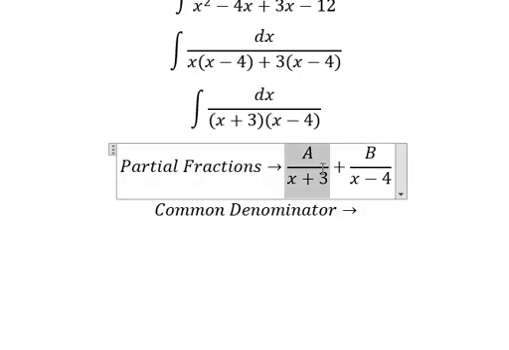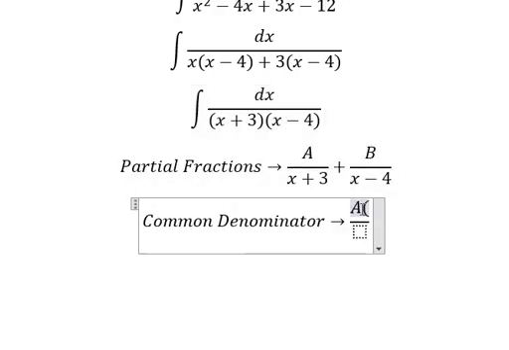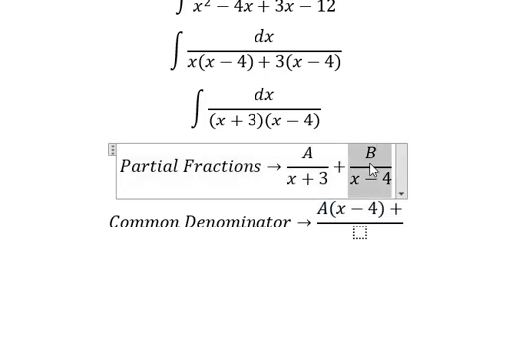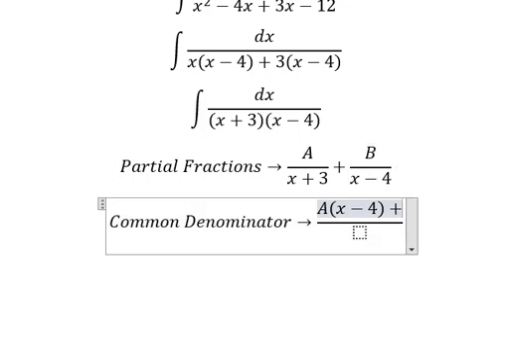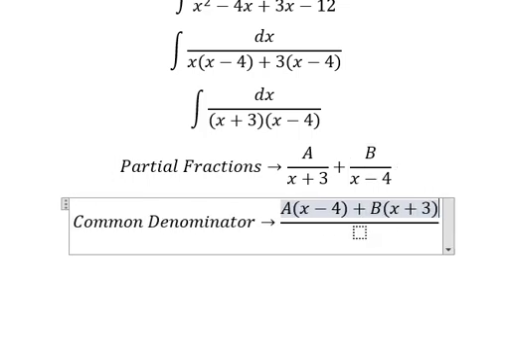So about this one, it is missing about s minus number 4. So capital A multiplied by s minus number 4. About this one, it is missing about s plus number 3. So capital B multiplied by s plus number 3.